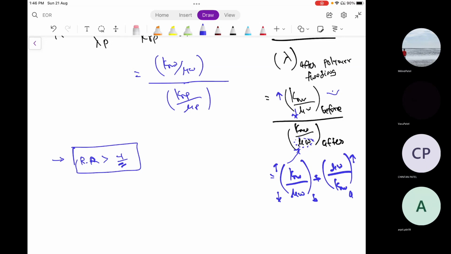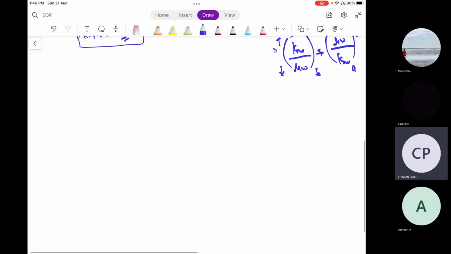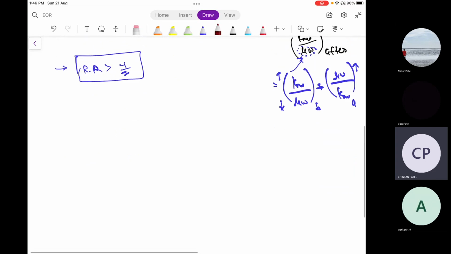No, sir. Okay. So if you understand this, now chemical flooding is over. So we will start with the pattern flooding. So what is pattern flooding? Can anyone tell if you have heard this before? Yes, sir. Okay. So what is pattern flooding?